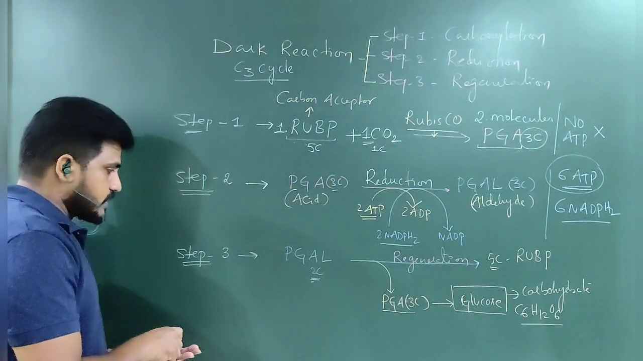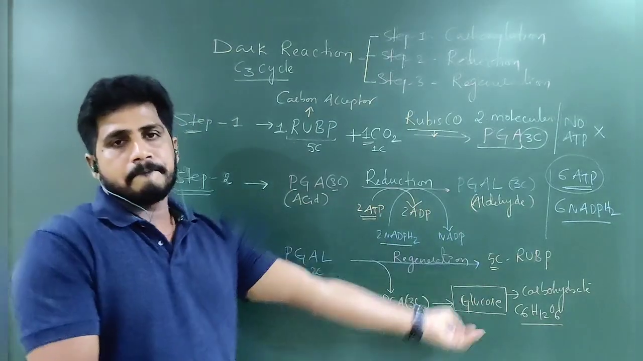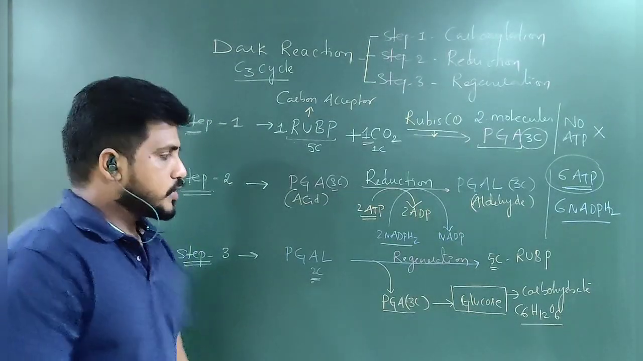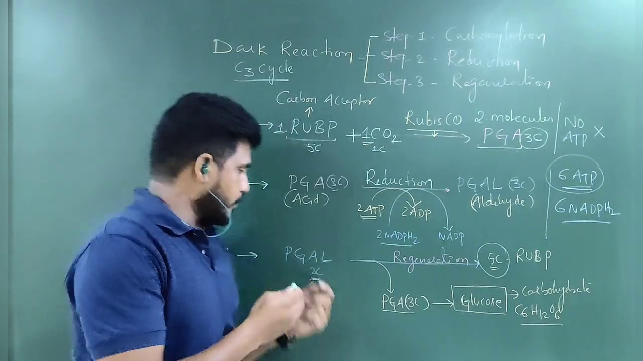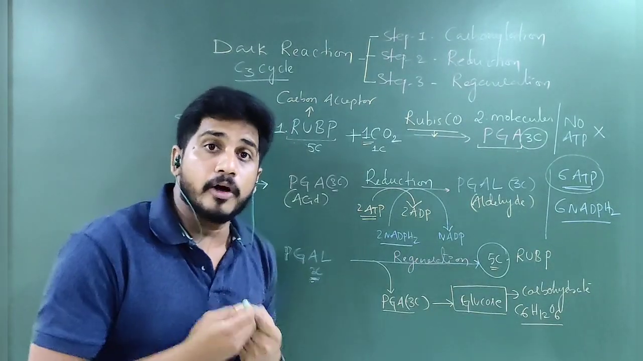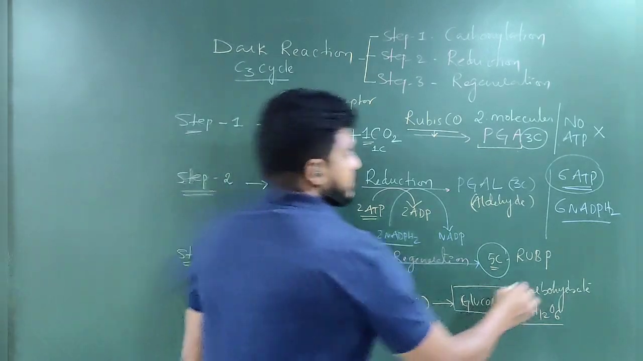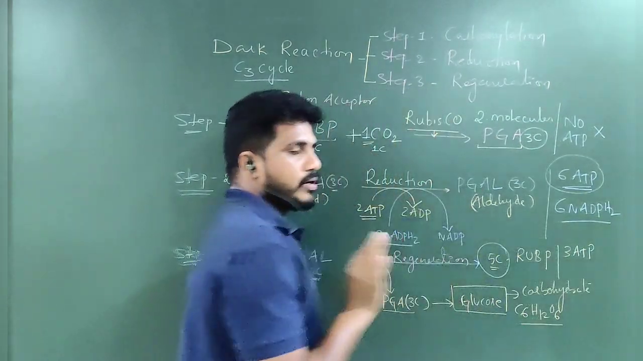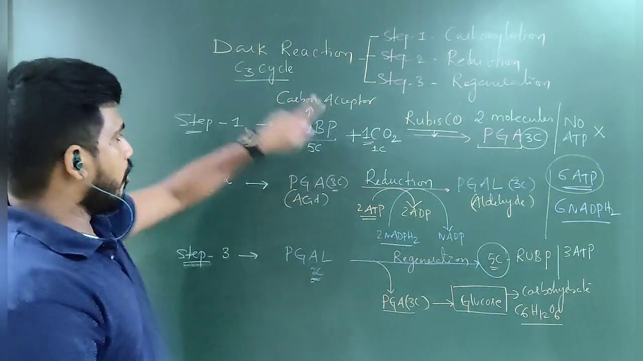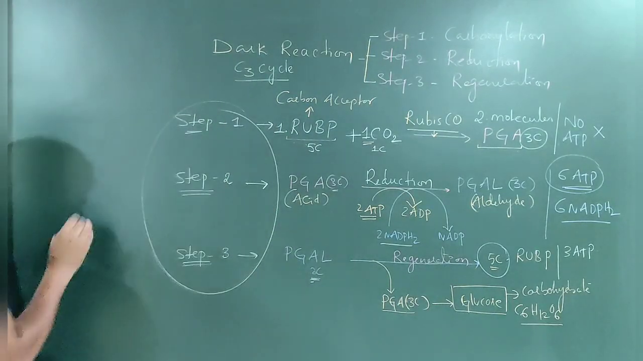Now let us see the third step. In the third step, what happened? Aldehyde becomes sugar, a 5 carbon sugar. This molecule conversion from PGAL to RUBP is required. How many ATPs? In the last step, we already saw 3 ATPs. Here 3 ATPs were used, but no NADPH. So altogether, from all these 3 steps, how many ATPs are used?